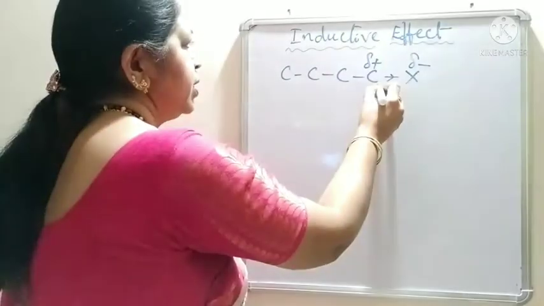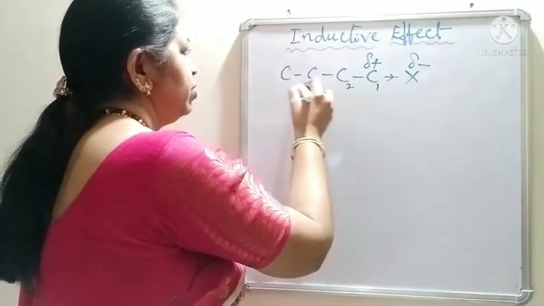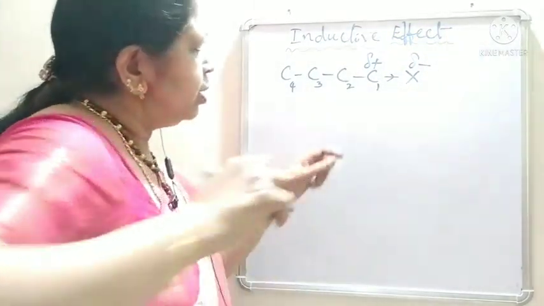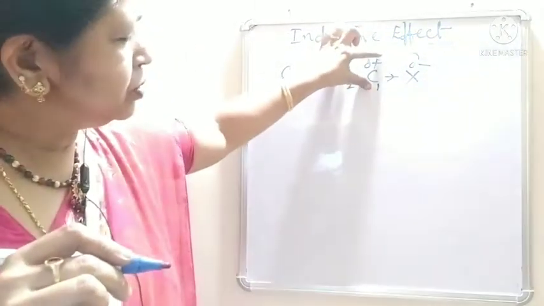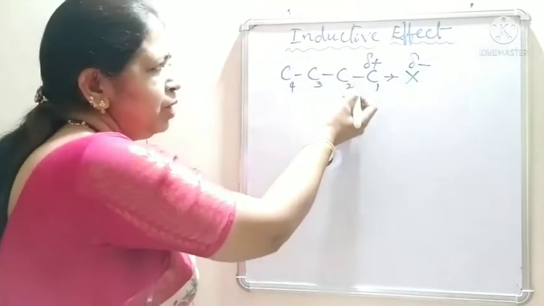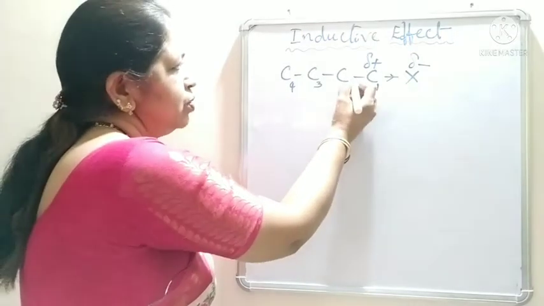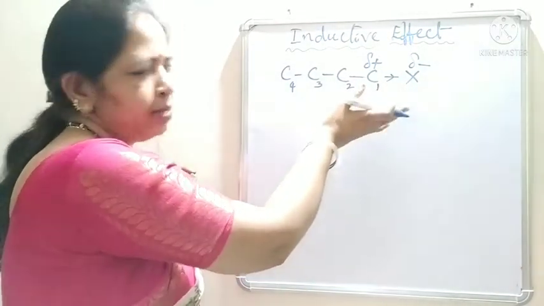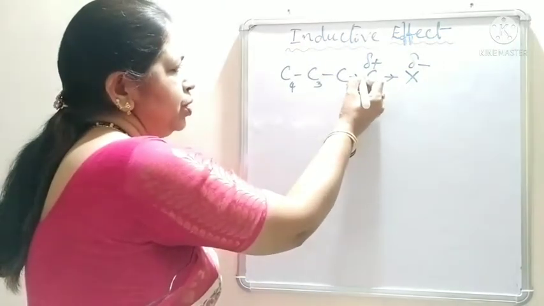Now, let us number these carbon atoms as 1, 2, 3, 4 from the more electronegative atom. Here a positive site is developed. Because of this development, the sigma bond pair between C1 and C2 also moves towards the more electronegative atom side. So, it is shown like this.